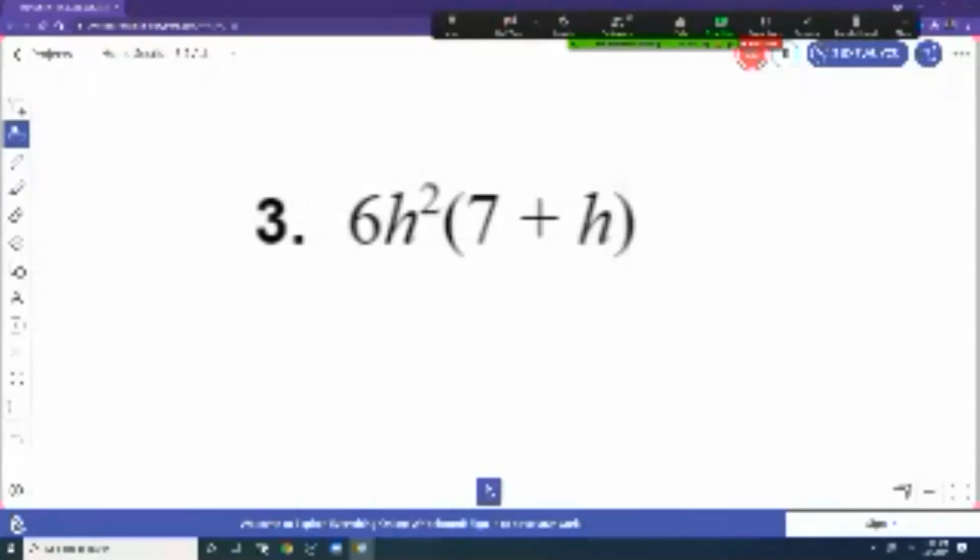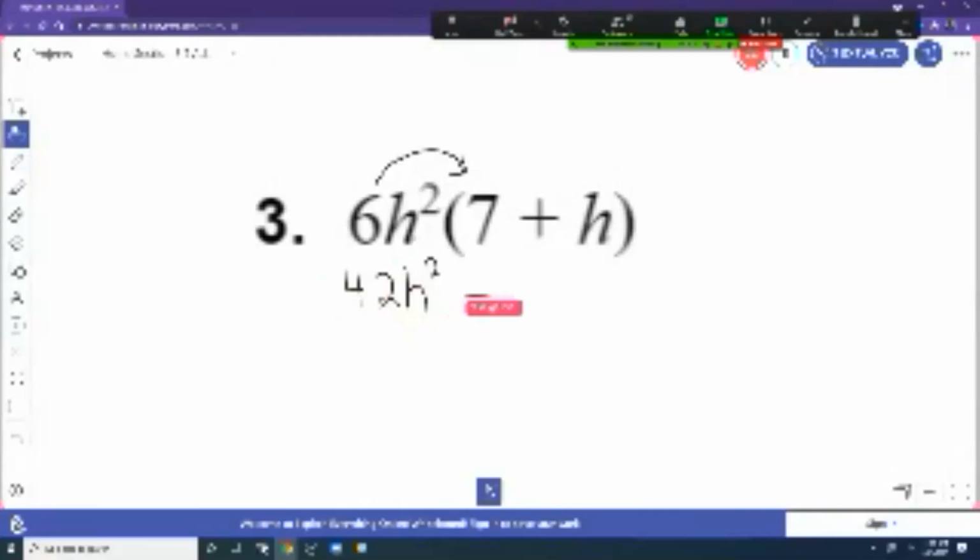Anybody know what we have to do? Distribute, that's right, multiply. Whoever said that was correct. If this was a regular class, I do expect people to speak out. So we have 6h squared times 7. Does anybody know what 6 times 7 is? That's right, 42.